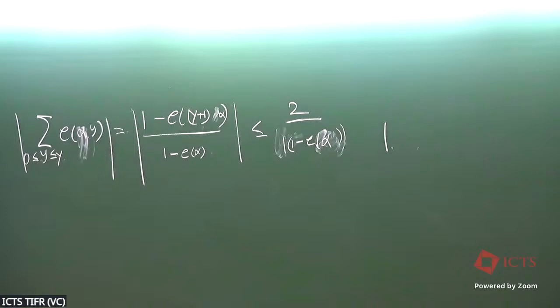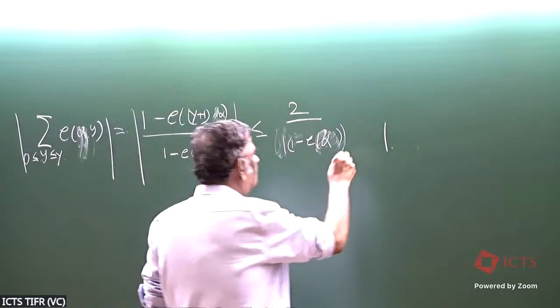For 1 minus e(alpha). Of course, given a complex number, you know how to find its absolute value by taking the square root of the real part squared plus the imaginary part squared, etc. But I am not going to do all those things. I am going to do a little simpler thing.